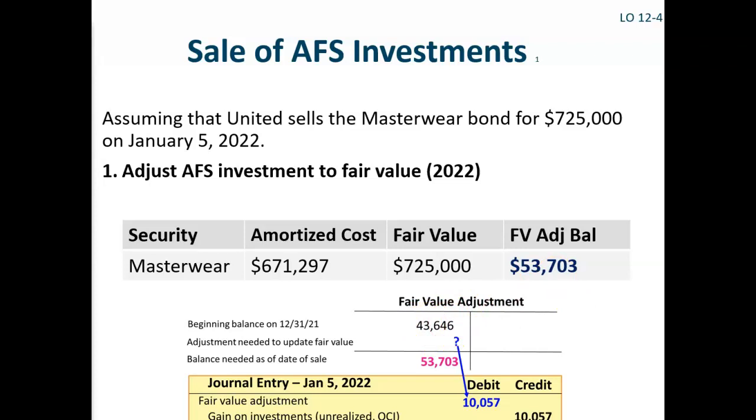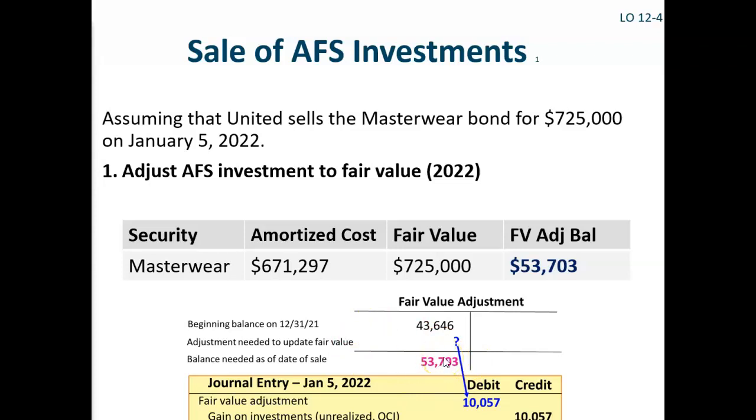Now, on January 5th, 2022, the fair value has increased further to $725,000. So we can calculate that the ending balance in the fair value adjustment account needs to be a debit of $53,703. Therefore, we need to update the fair value adjustment account for the additional $10,057 required to increase the balance to its correct ending balance.